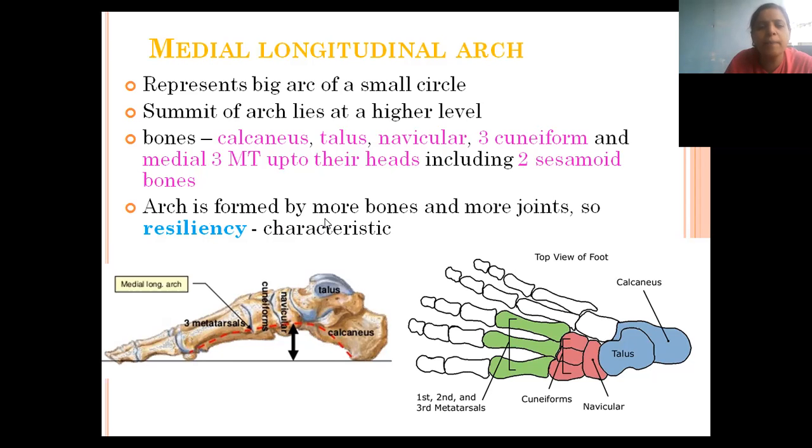So the arch is formed by more bones and more joints, so it is resilient. That means it is highly flexible, so that it adjusts the foot on any irregular surface. When we climb mountains and the stones are very irregular, we are still able to adjust our foot, because we have so many small bones with many joints, which make it very flexible, resilient. Is it clear, Niharika? Are you understanding? Yes, ma'am. Please stop me if you don't.